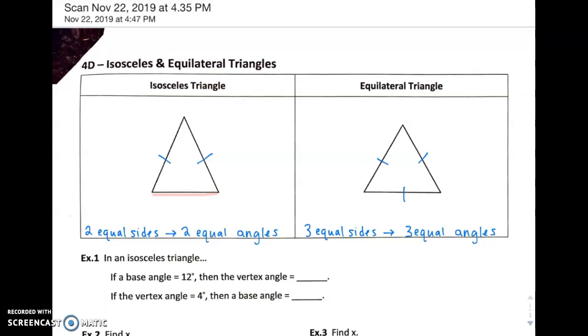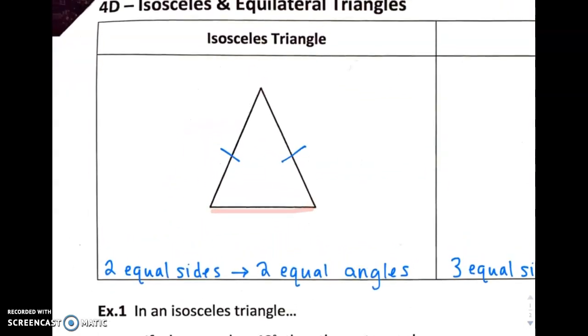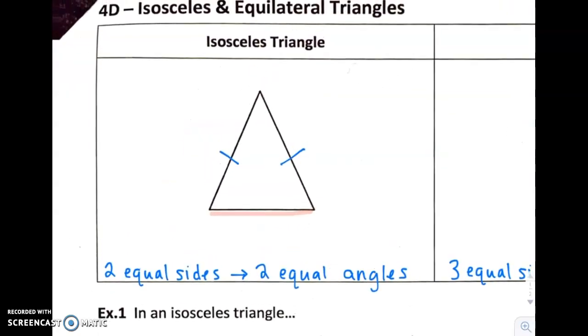Alright, this video is going to be a quick video about the isosceles and equilateral triangles, and it's just going to talk about the properties of how the sides and the angles are actually related. So we're going to start out with the isosceles triangle. We know the definition of an isosceles triangle is that it has two equal sides.